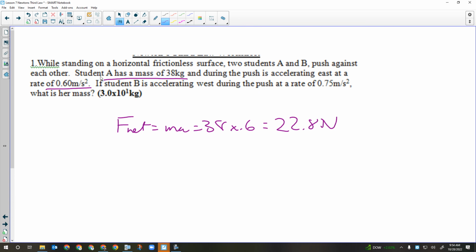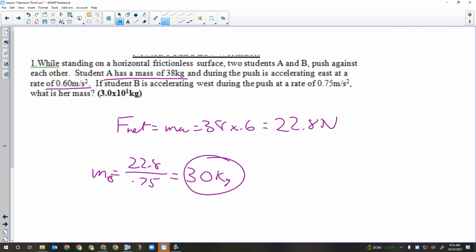And then I say, all right, I want to find the mass of student B. So I take that force, 22.8, and I divide it by the acceleration of student B, which was 0.75, and when I do that, I get that they are 30 kilograms. Okay, everybody all right with that? Okay. So there's not a lot to that question, but I do have to understand that every action has an equal and opposite reaction if I'm going to solve it.